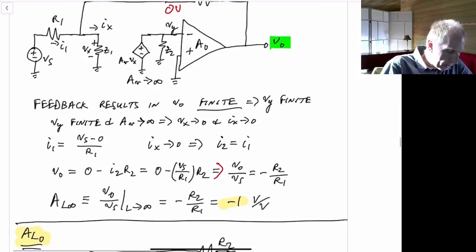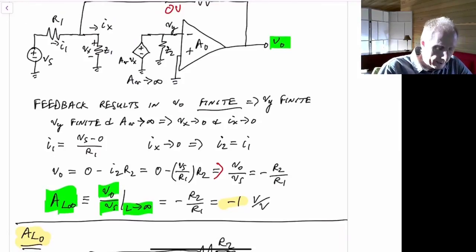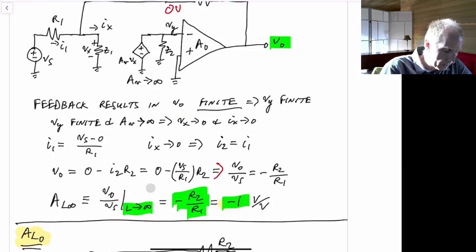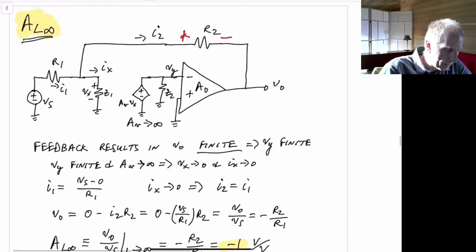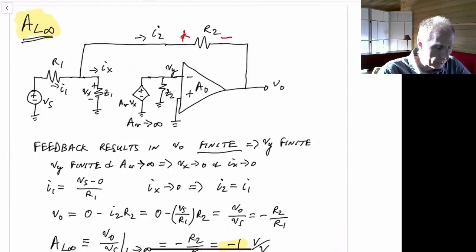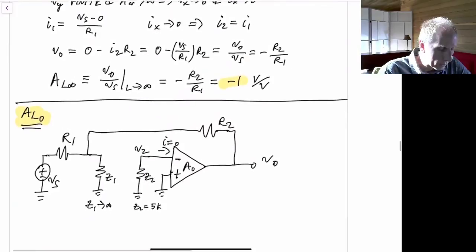That implies that our A sub L infinity, which by definition is V out over Vs as L goes to infinity, is equal to minus R2 over R1. And in this case, because R2 and R1 are equal to each other, it's just equal to minus 1 volt per volt. Now we have A sub L infinity. The last thing we need to find is A sub L0, and then we can find the overall closed loop gain.